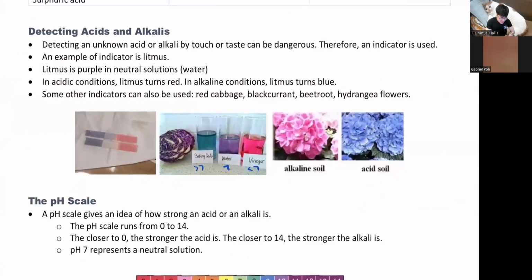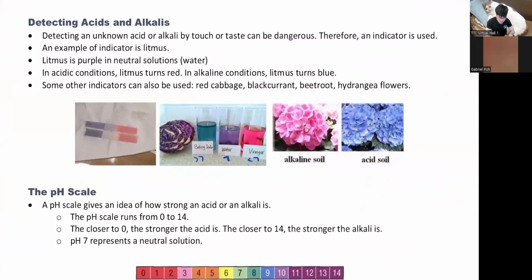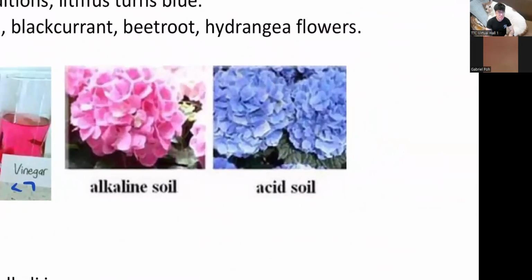Because many things can also work as an indicator, like this thing called the hydrangea flower. This is really cool because they turn pink in alkaline and they turn blue in acid. So you can change your soil. If you want your hydrangea flower to change color, you can change your soil pH. You can put some acid and turn them blue, or you can just let acid rain turn them blue. You know what acid rain is, right?